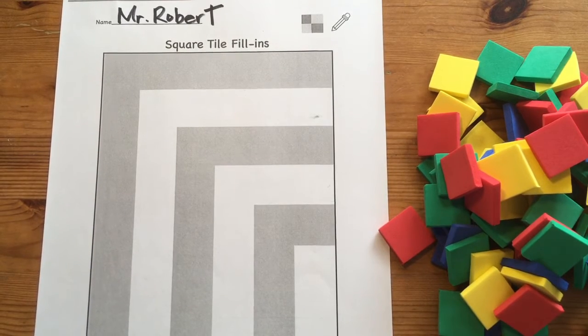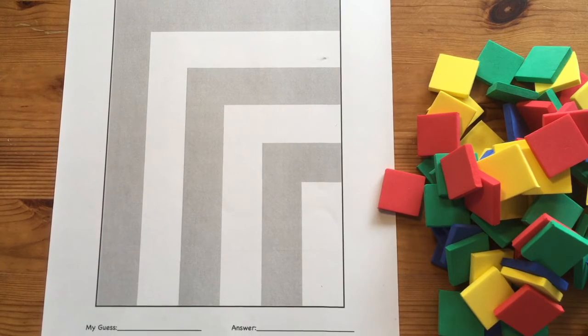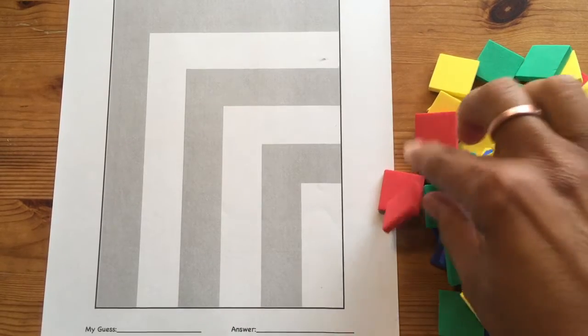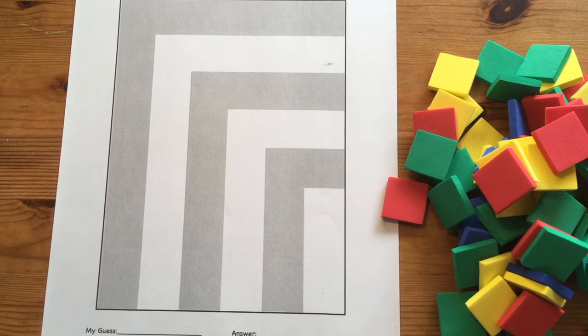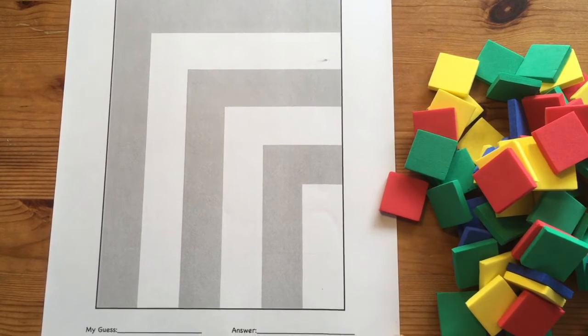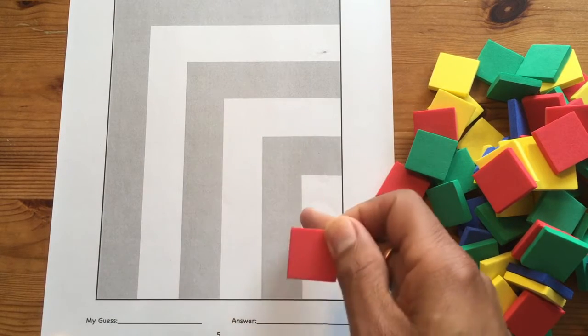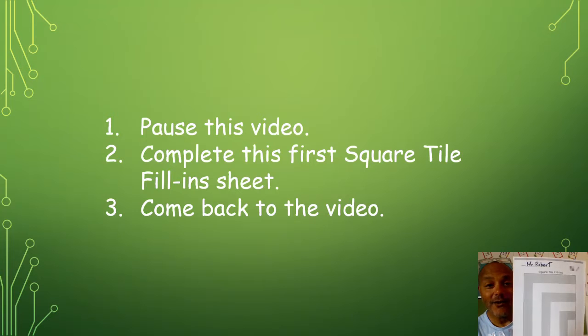Mathematicians, now it's your turn. Take a look at this image and look at the part that is shaded in with gray and make your guess down here. Then take your square tiles and fill in the gray shaded part. Count how many square tiles there actually are and write your answer down here. Pause the video, complete this first square tile fill-in sheet, and then come back to the video.